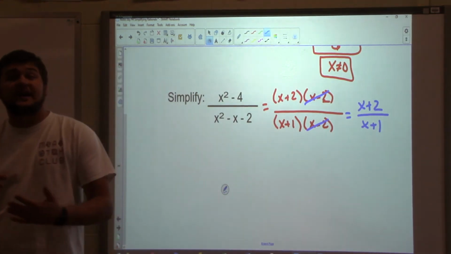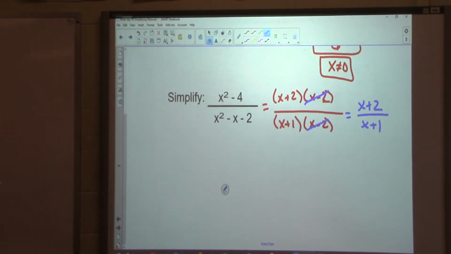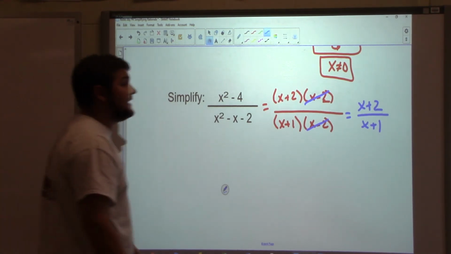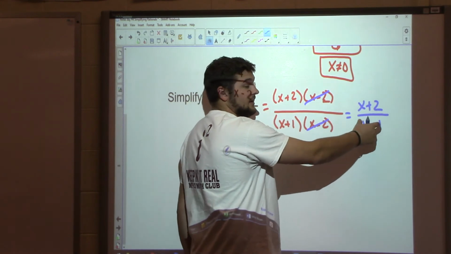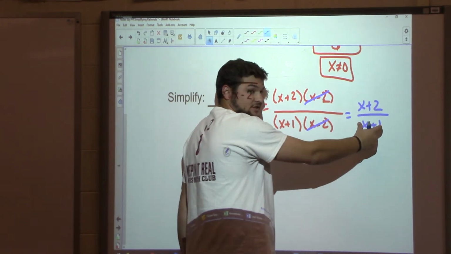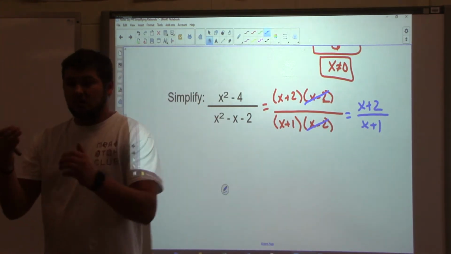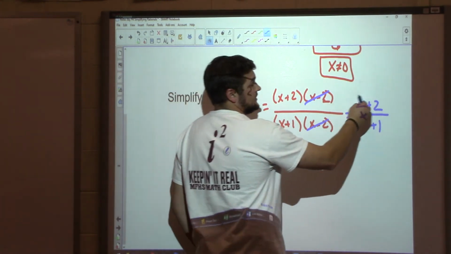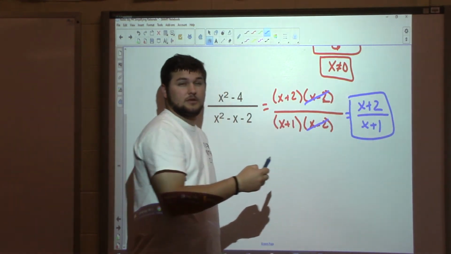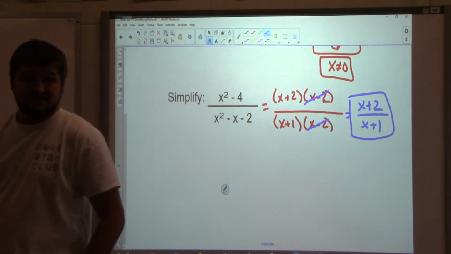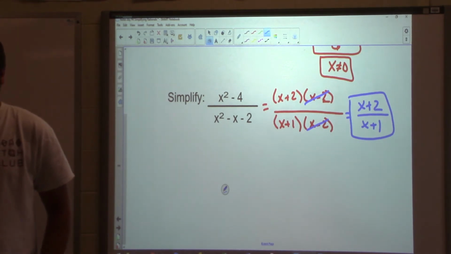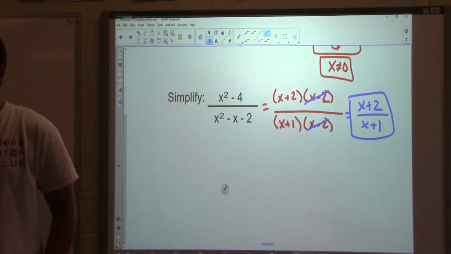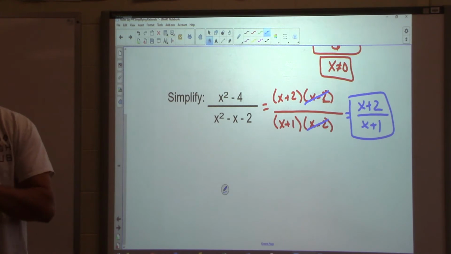Can I simplify anything else? No, right? I cannot take these x's and cross them off. They are attached to the 2 and attached to the 1. X plus 2 is a whole term. X plus 1 is a whole term. I can't simplify those. So that's as far as I can go. That's my answer. Does that make sense? Are we sure? Okay. Make sure we factor first.